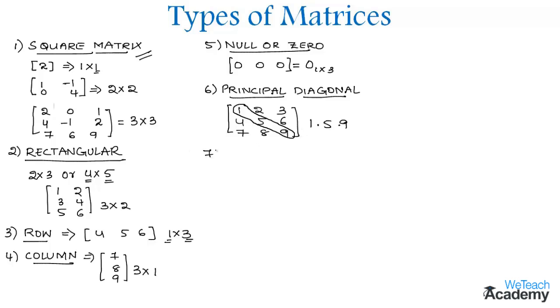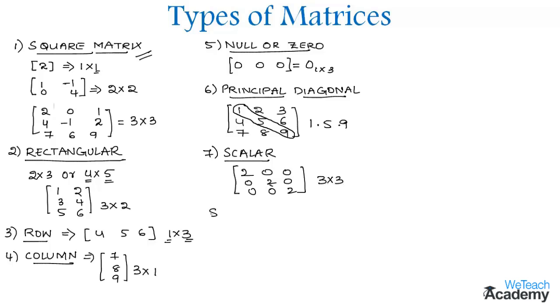And then coming to the next category, which is the scalar matrix. In order to discuss this matrix, let us consider a matrix in which all the non-diagonal elements are 0 and all the diagonal elements are equal to each other. So here we have a matrix where all the diagonal elements are equal, that is, we have 2 over here and the rest of the non-diagonal elements are 0. So this is a scalar matrix of order 3 by 3.